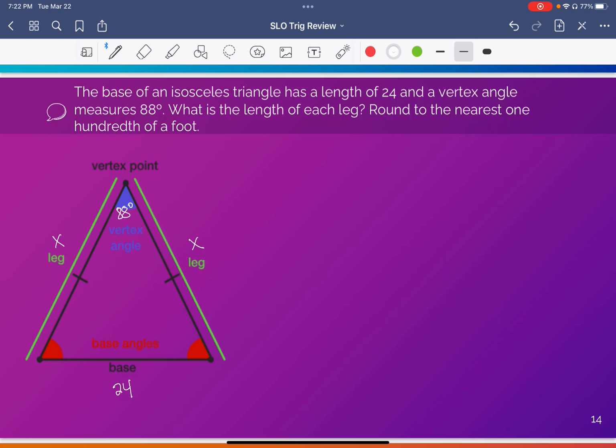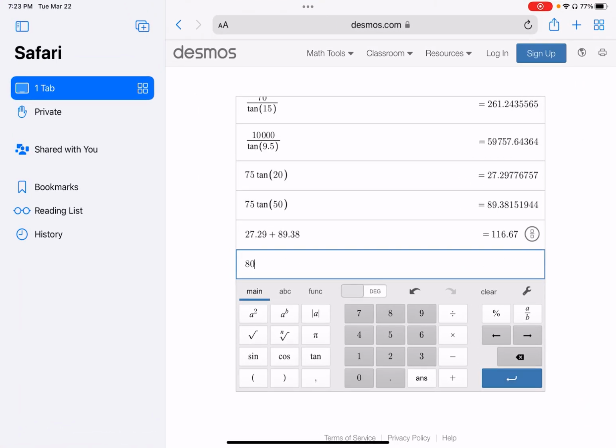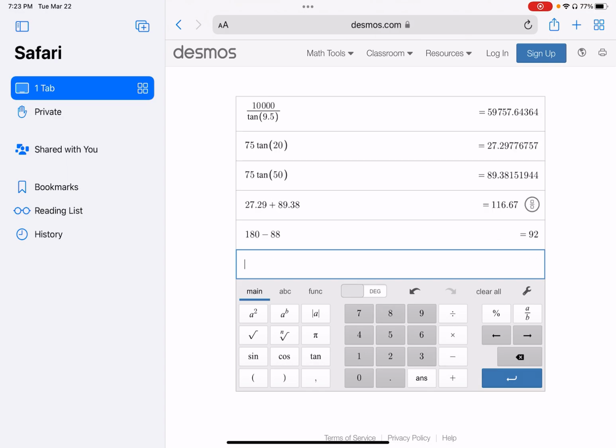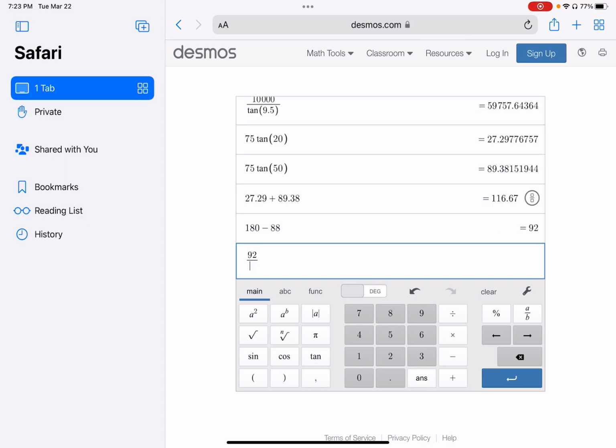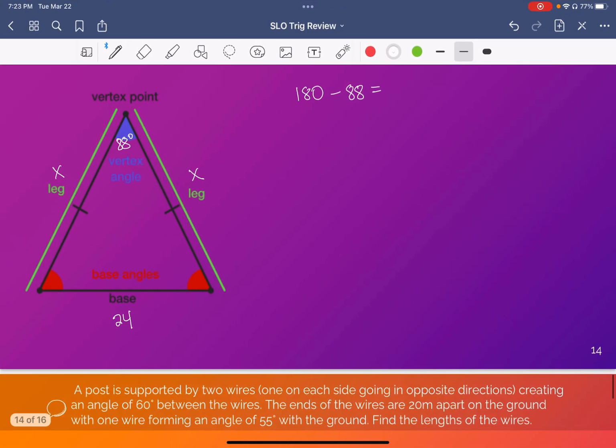So we have 180. We can figure out the two angles that are missing because since they're the same, we can just subtract 88 and then divide them by 2. So we got 180 minus 88. What does that give me? 180 minus 88 is 92. But if I divide that in half, I get 46. Because since they're the same measurement, these will both be 46 degrees.